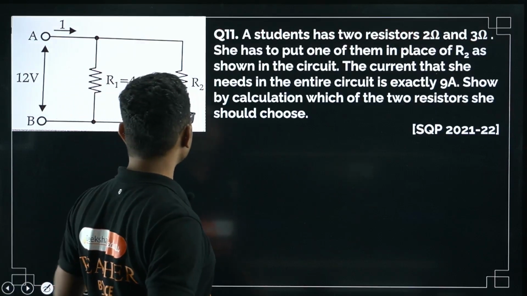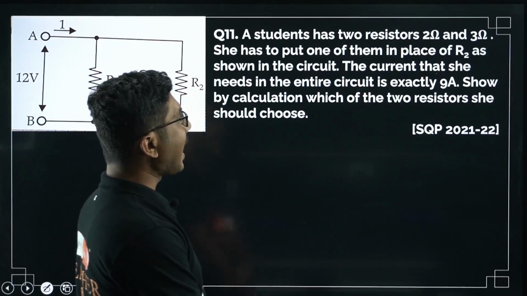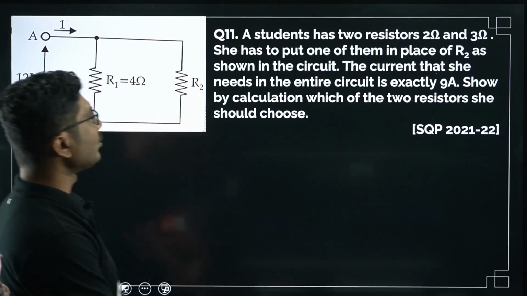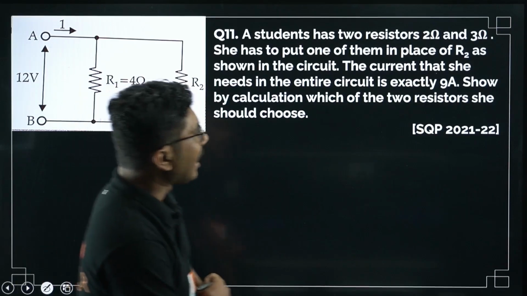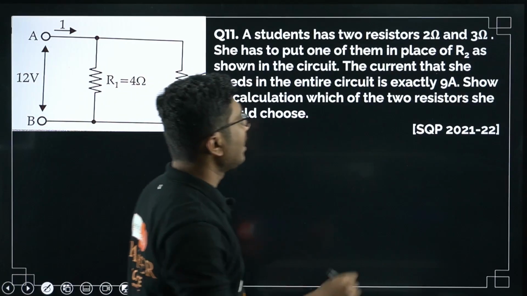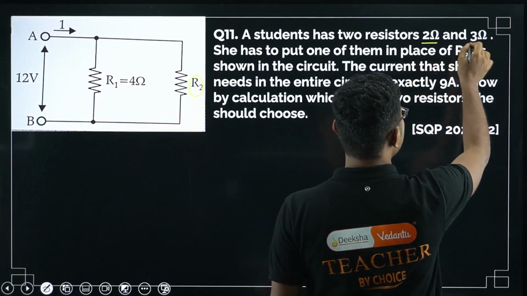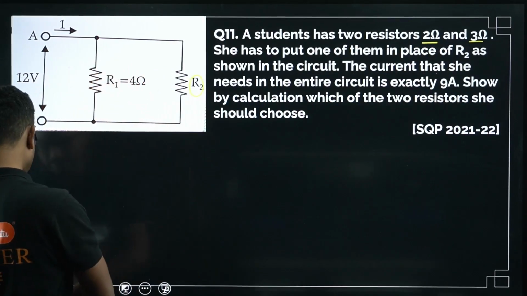For example, this question: a student has 2 resistors, 2 ohm and 3 ohm. She has to put one of them in place of R2. So she has two resistors, one is 2 ohm, one is 3 ohm, and one resistor is already fixed.